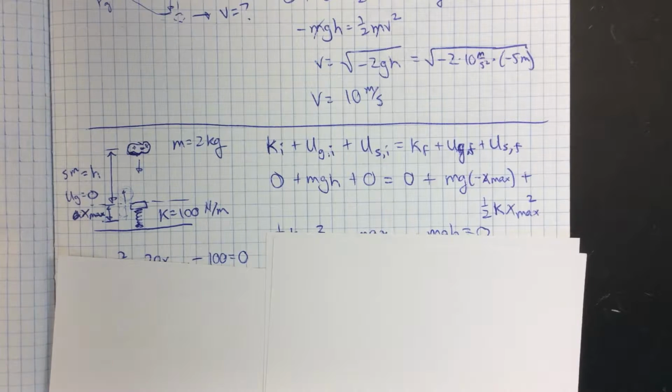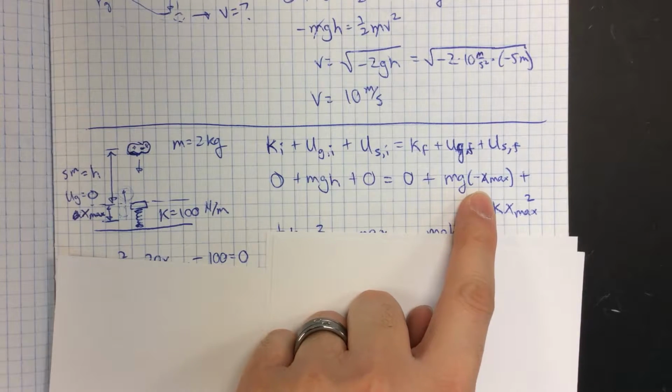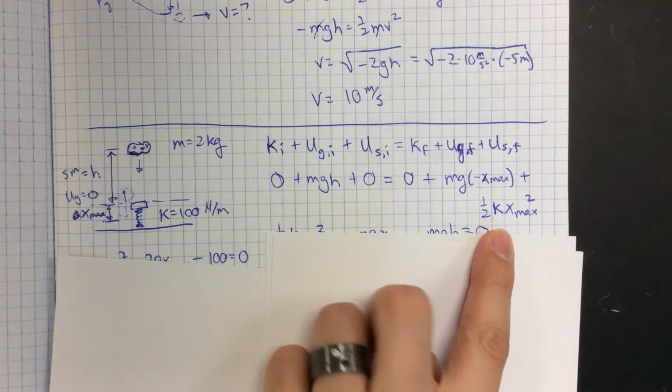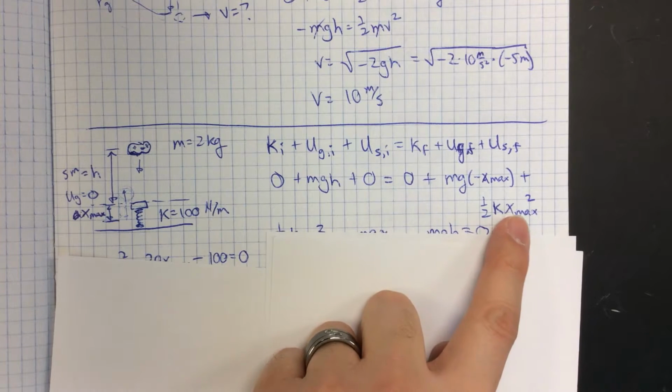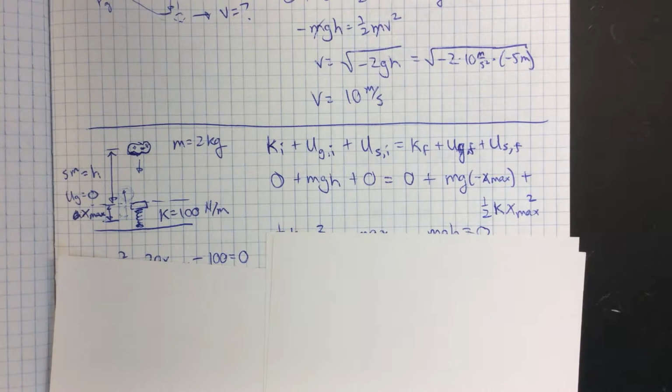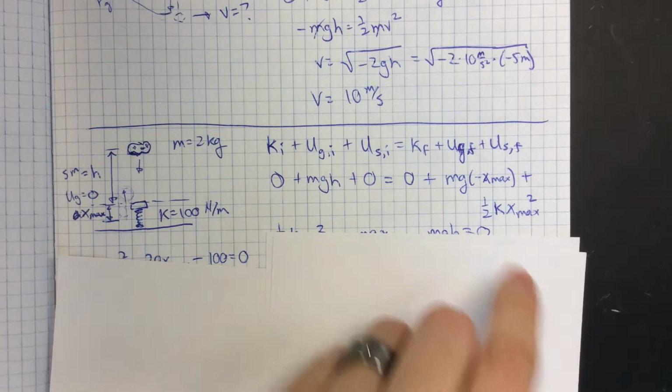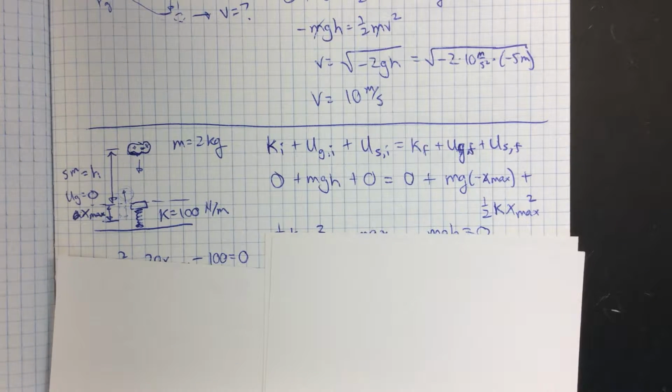compression distance is. This is important because as we solve for this, this is a quadratic equation, which means there's going to be two solutions. It's going to be some sort of plus something and some minus something. And so because I'm saying that I want a positive x max value, it's going to tell me to use the plus something instead of the minus something.